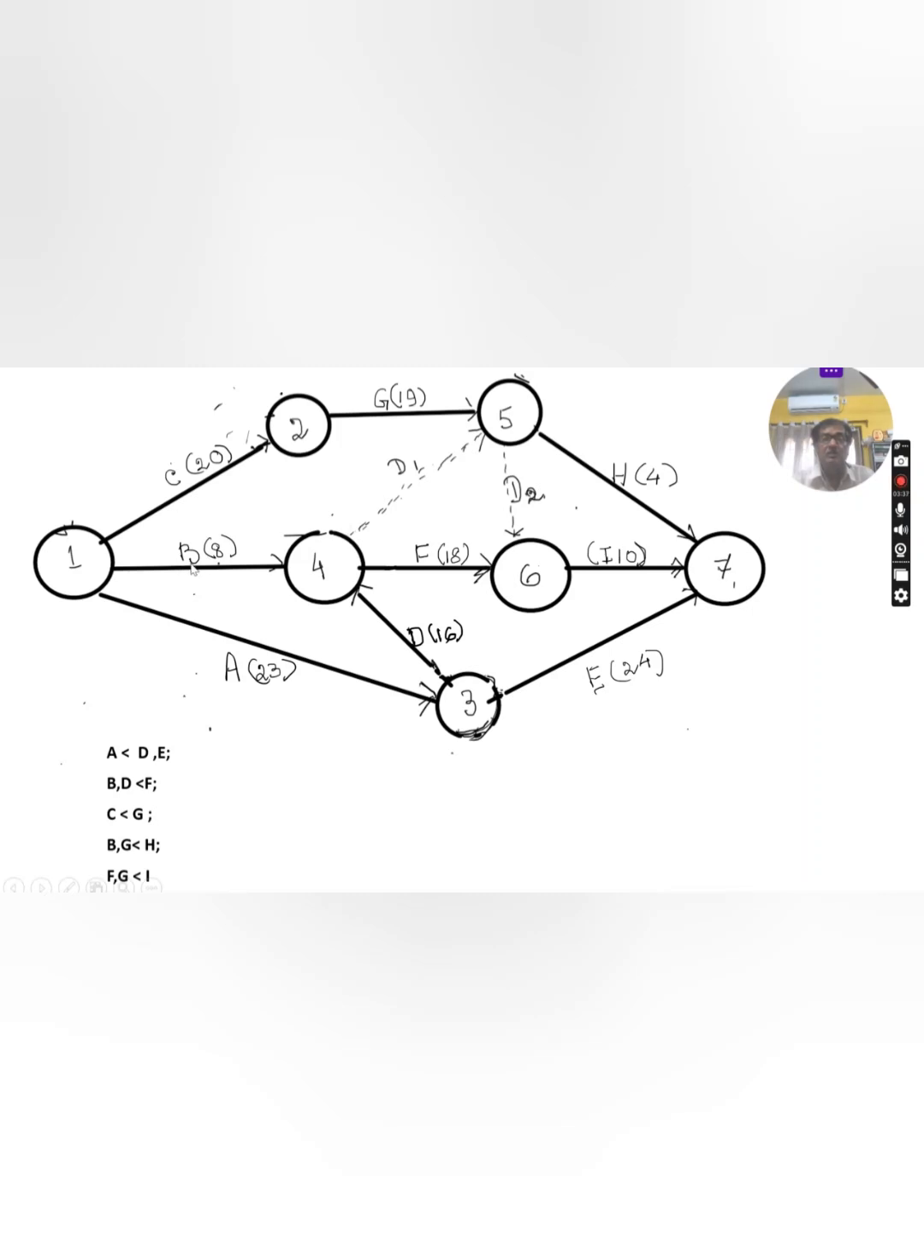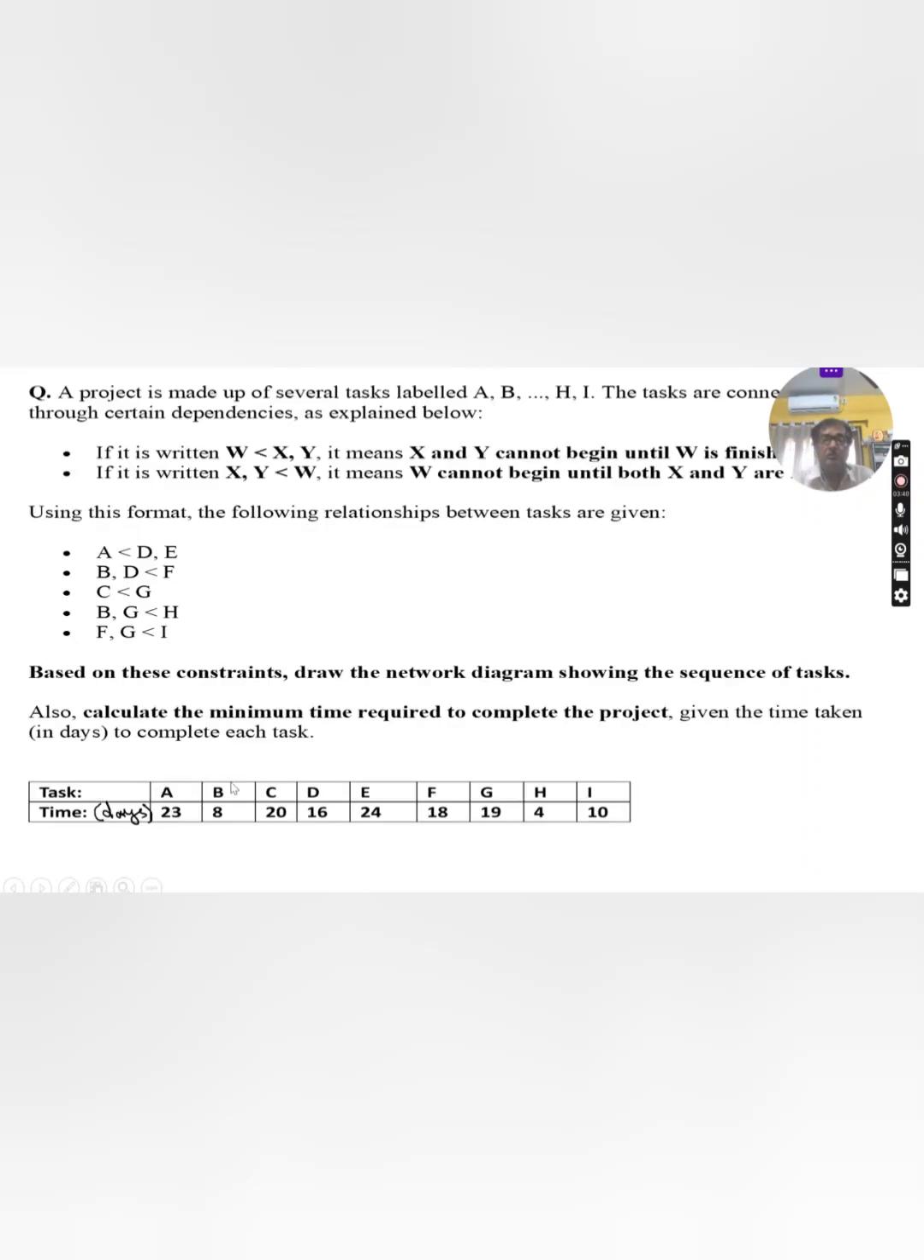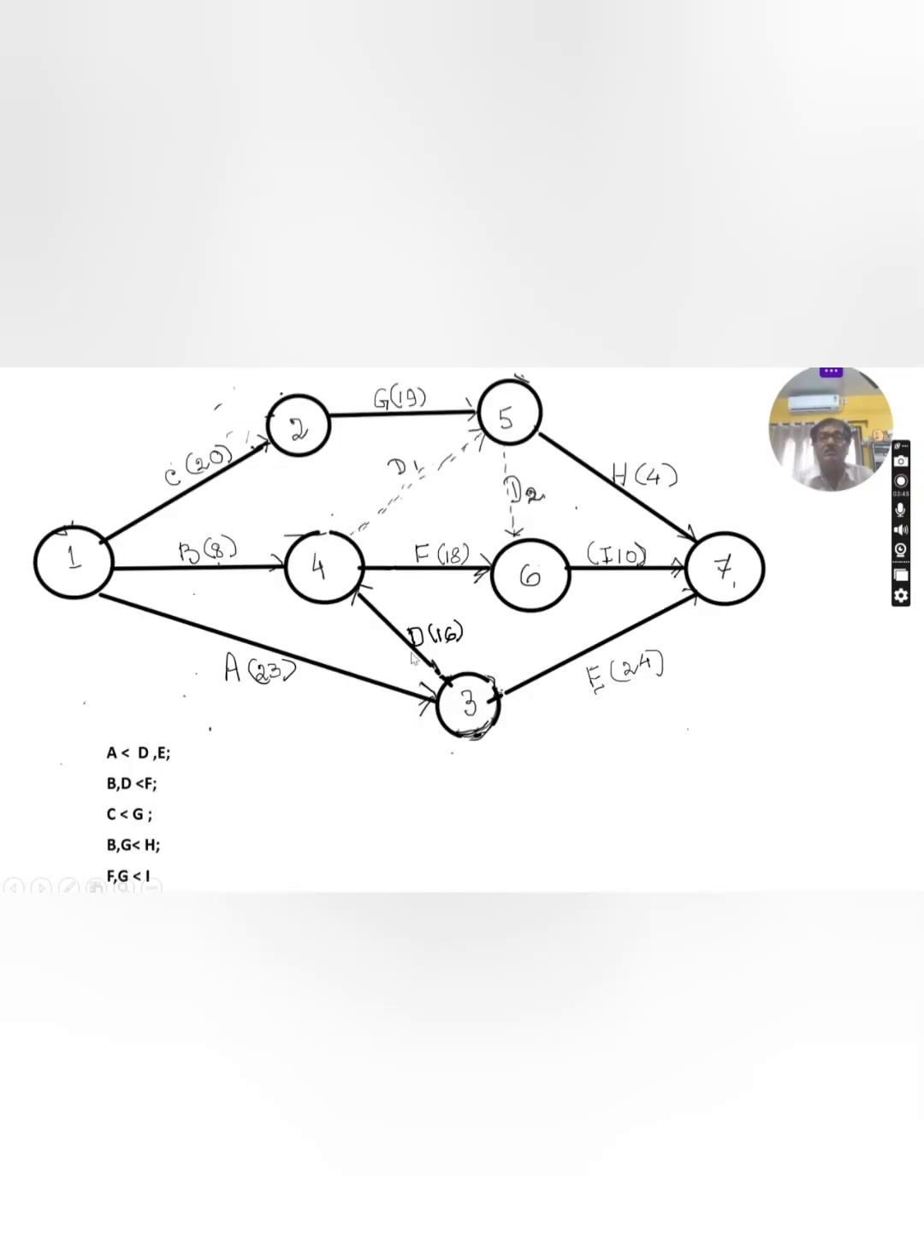For activity or task B, the duration is 8 days. For D it is 16 days. But D1 and D2 are dummy activities, which I have already discussed in my previous video. These are used only for representing the predecessor relationship. This activity will not consume any resources or time. The time for this activity is 0. The actual relationship is represented with the help of this.